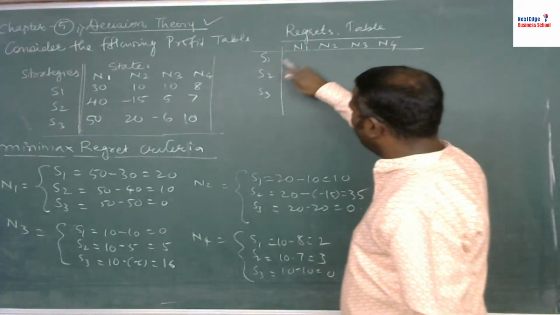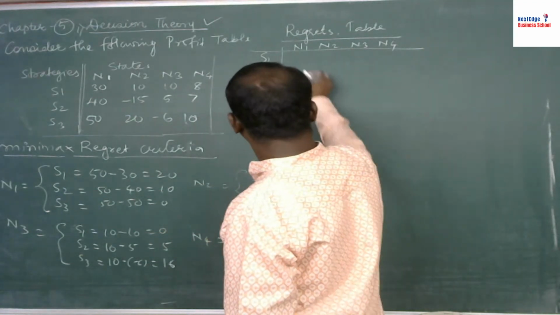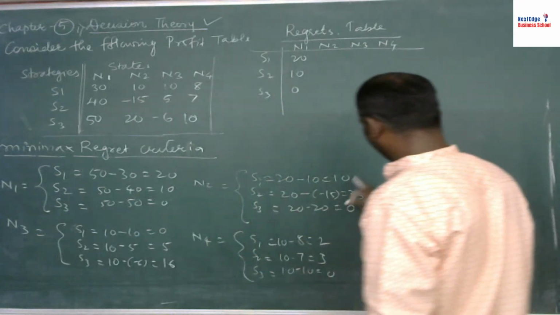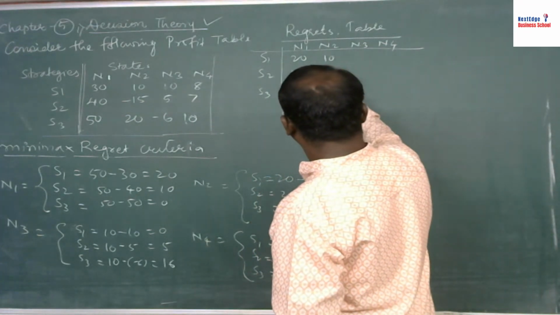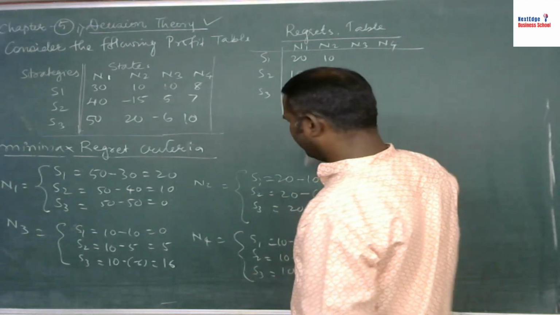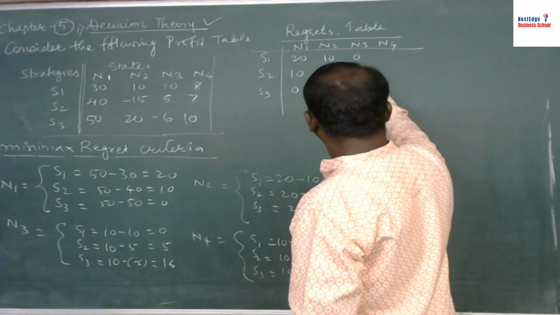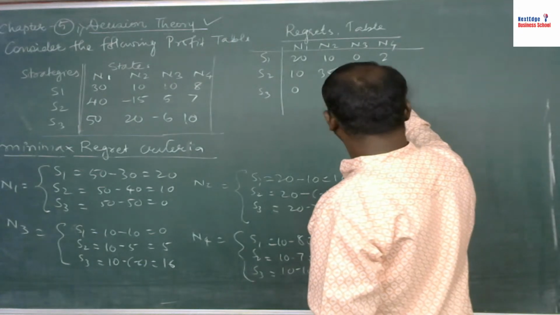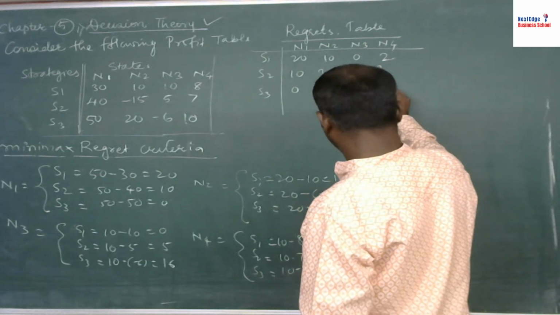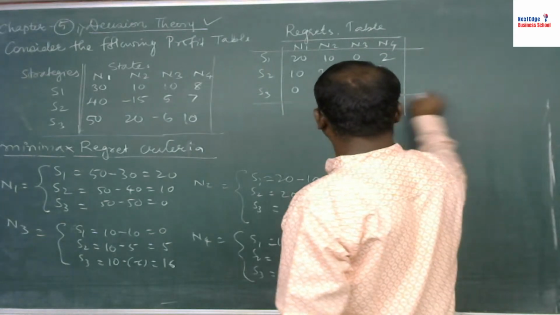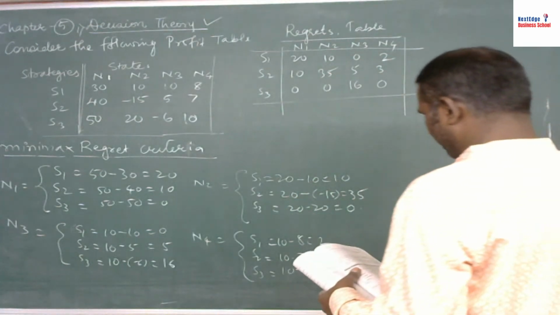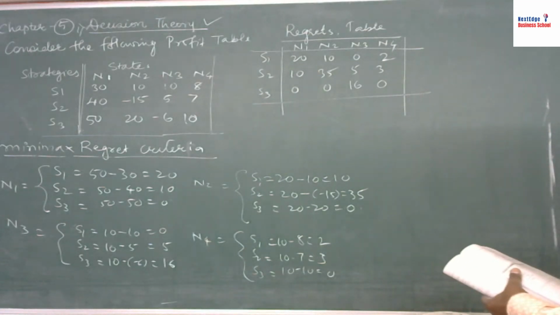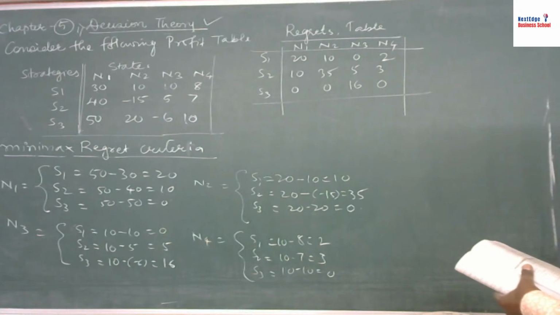So now tell me, for N1 तीन वैल्यू आई थी हमारी रिग्रेट की: 20, 10, 0 ये। N2 के लिए देखो 10, 10, 35 और 0। N3 के लिए आया था 0, 5 and 16 और N4 के लिए है 2, 3 और 0, right? So these are the values which we have got from the given problem. 20, 10, 0, 2, 10, 35, 5, 3 and 0, 0, 6, 16, 0, right?